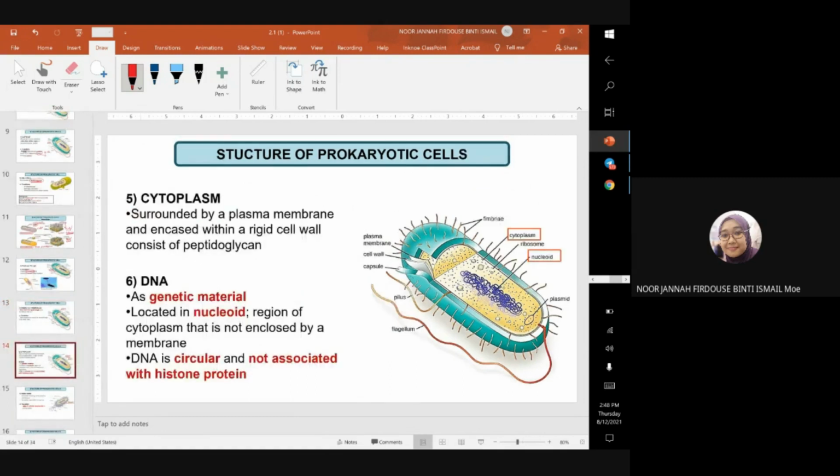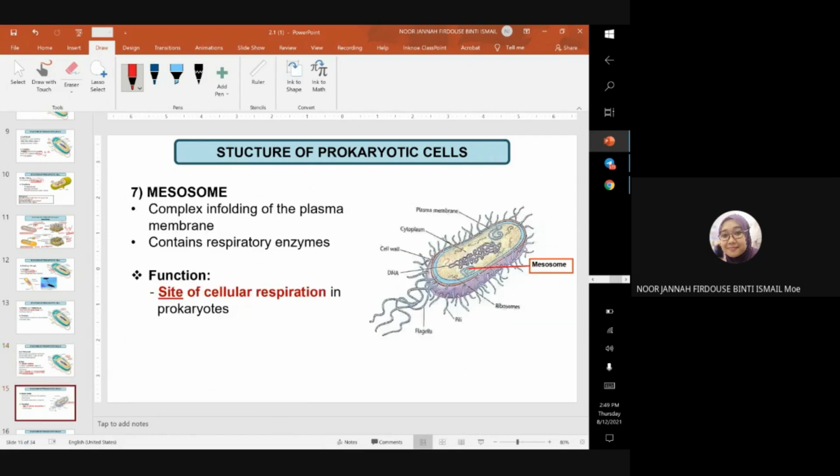Then cytoplasm is the same as in any other cells. All cells contain cytoplasm, surrounded by a plasma membrane, encased with a rigid cell wall. The DNA of prokaryotic cells is not located in a nucleus. The DNA is circular and not associated with histone protein, right? Circular and not associated with histone protein.